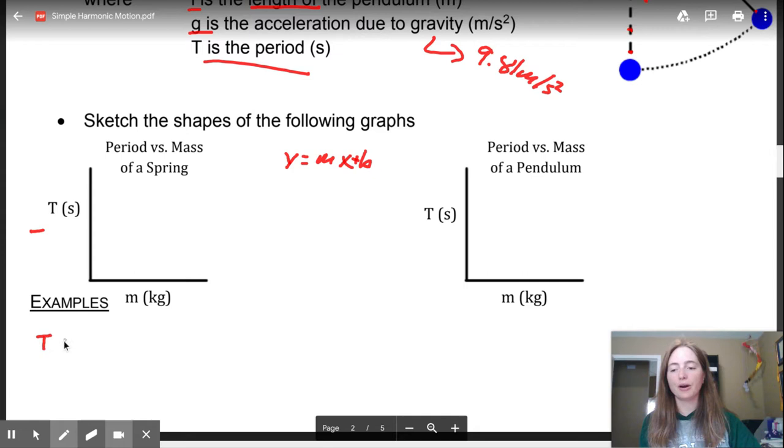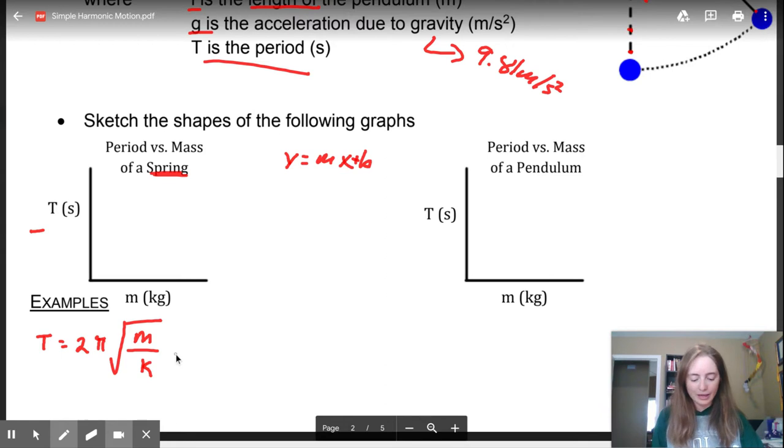So for the period here, the period of our spring is equal to 2 pi times the root of m over k. So, ladies and gentlemen, we are comparing the period and the mass. So remember from our demonstration earlier, what happened to the period when we increased the mass? Well, it increased. So I am going to make absolutely everything else equivalent.